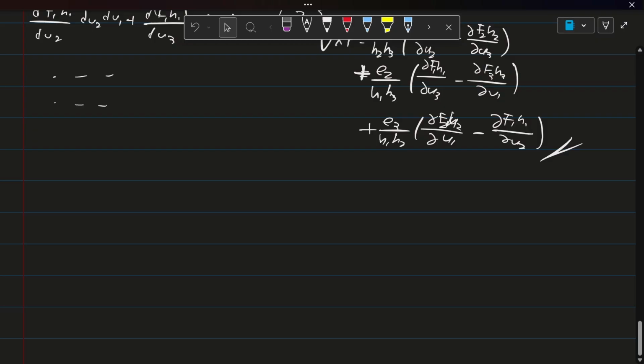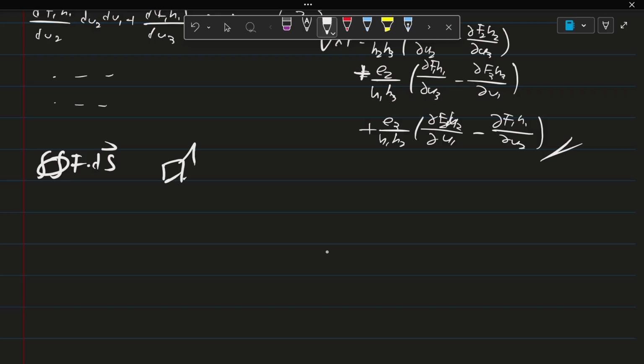After the curl, we could now start to discuss the divergence. The way that we'll discuss the divergence is by actually doing the integral of f dot ds. And so if we take the contour surface integral of f ds, we could just express this as something like a cube. And then you could express it for each of the sides. So we could do this straight away.